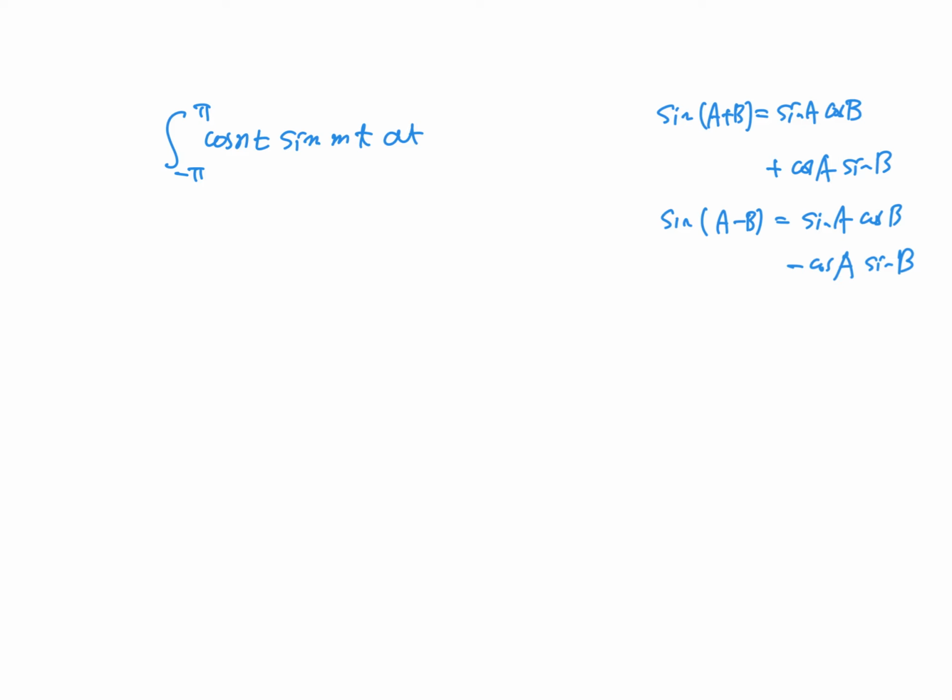So this is one half of, let's say this is A, this is B, right? So this is sine of A plus B, meaning sine of (n plus m)t, minus sine of (n minus m)t, dt.